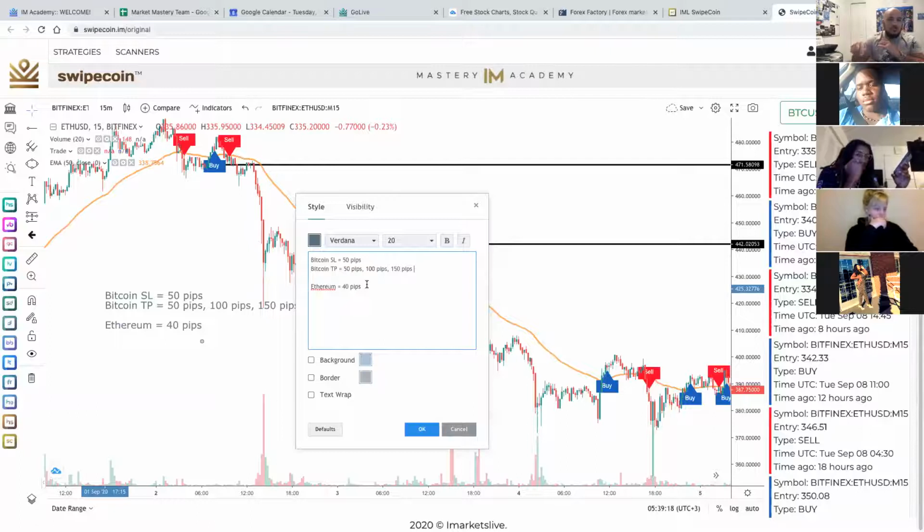There was actually a good trade today. Andrew caught one of them. We'll look at it where literally you could have gotten in and out with the bag, 40-something pips in one trade in a matter of minutes, okay? Ethereum, it's a 40 pip stop loss, okay? And then take profit is going to be 40, 80, and 120. That's going to be your take profits on Ethereum.